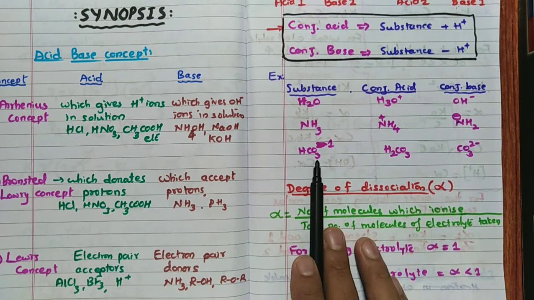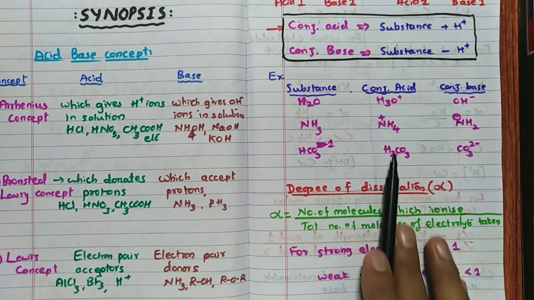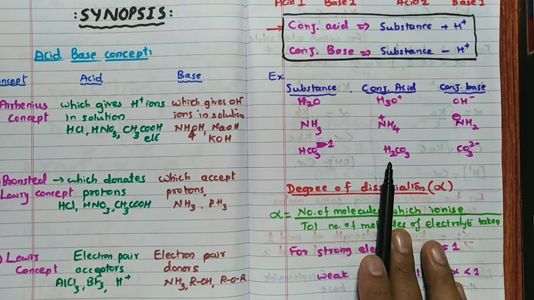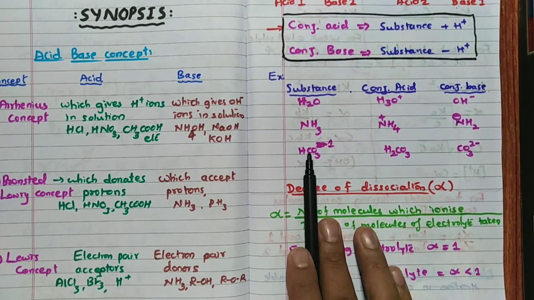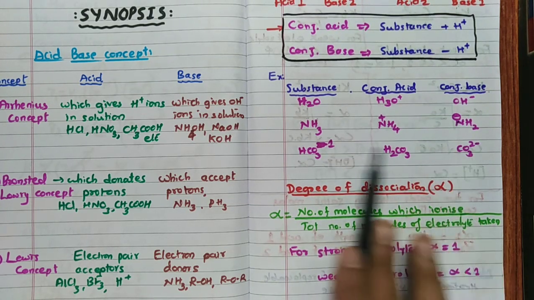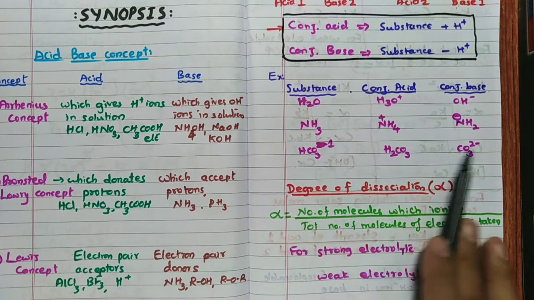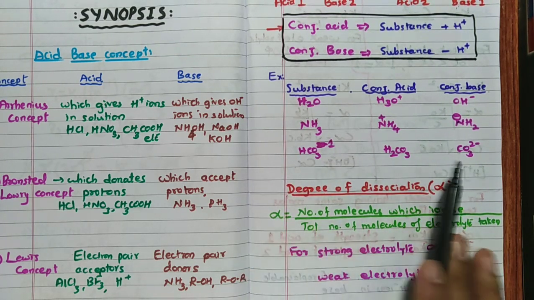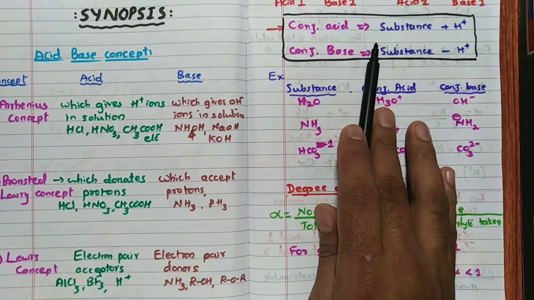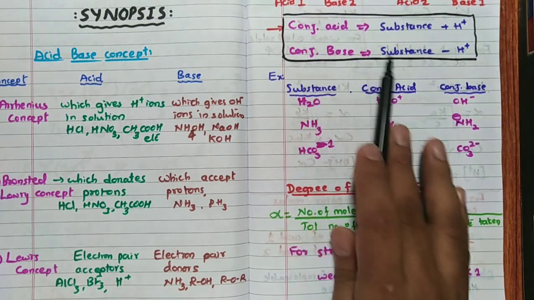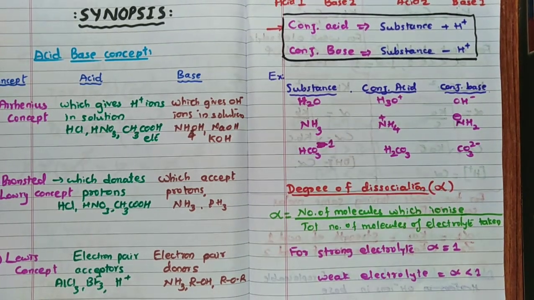Here, HCO3-, the bicarbonate ion. In this case, the conjugate acid is H2CO3, carbonic acid, when you add H+. When you remove H+, it becomes CO3 2-, because from minus 1, when you add H+ there is no charge, and when you remove H+ it is minus 2 charge. So like this, conjugate acid-base. But you remember this part: substance plus H+ is the conjugate acid, substance minus H+ is the conjugate base.